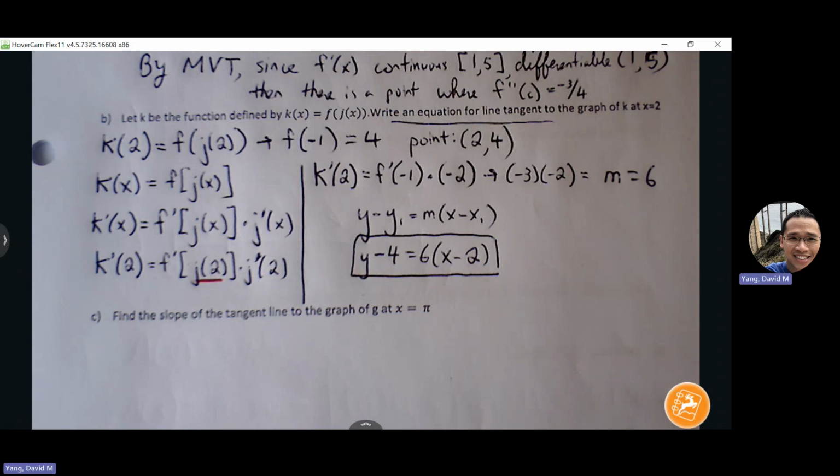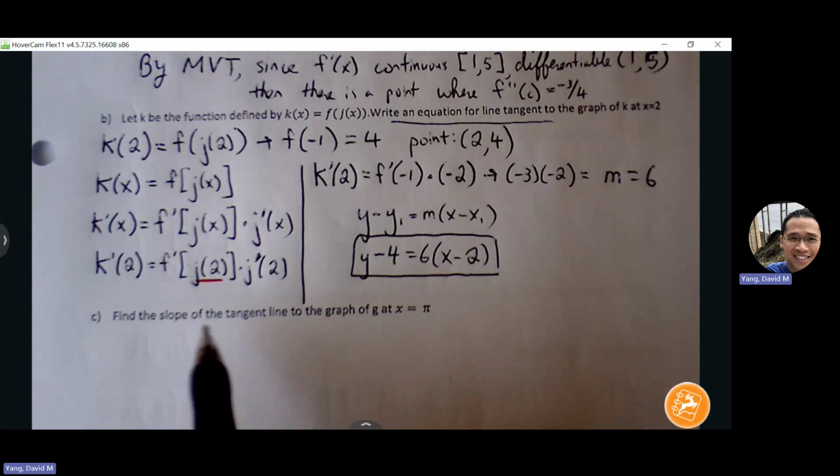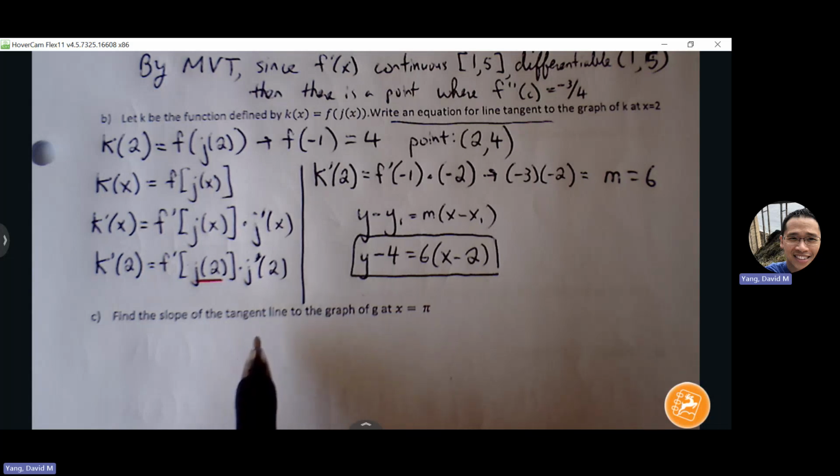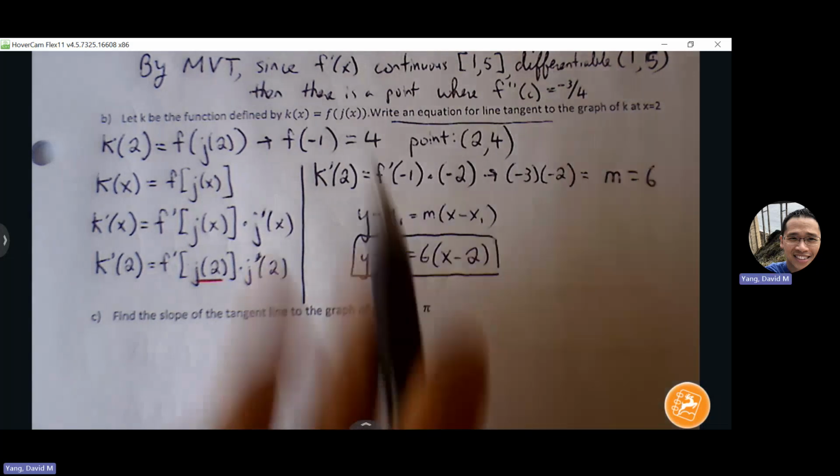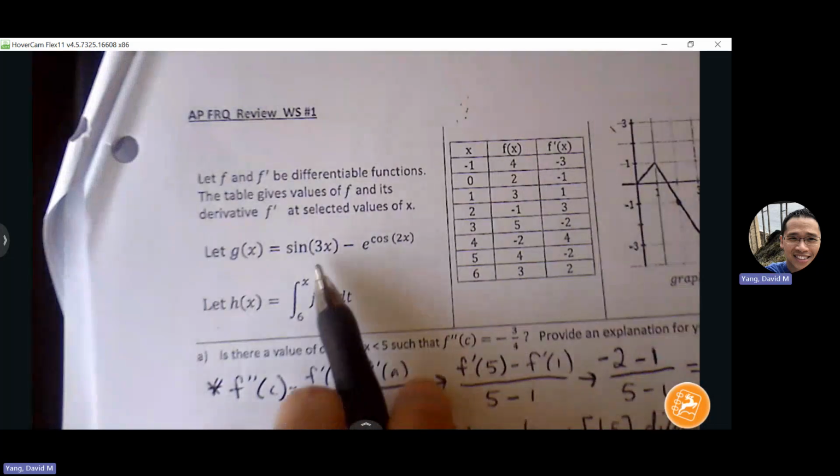Part C, find the slope of the tangent line to the graph of g at x equals pi. So now we're not asked for the tangent line equation. Now she's asking for the slope. So we'll find the derivative, plug in the x value, get the slope, and that's all we need. So let's look at the graph of g here.